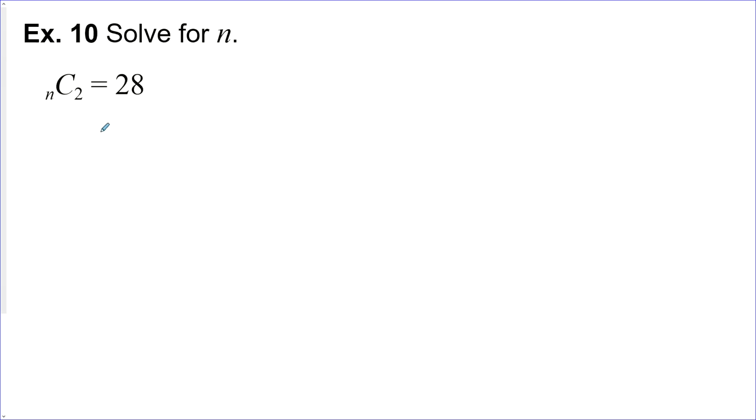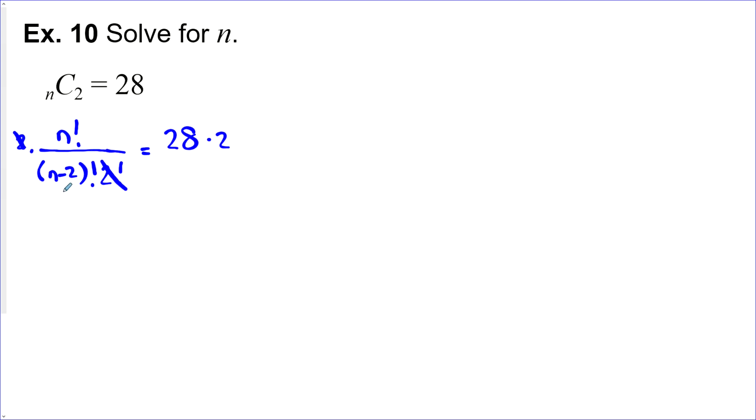For this question, we want to solve for n. So we need the combination formula. That would be n factorial over n minus 2 factorial times 2 factorial, and that will equal 28. Now you could just graph this in your calculator and get the answer, but let's say we wanted to do it algebraically. 2 factorial is just 2, so we can move that to the other side by multiplying both sides by 2.